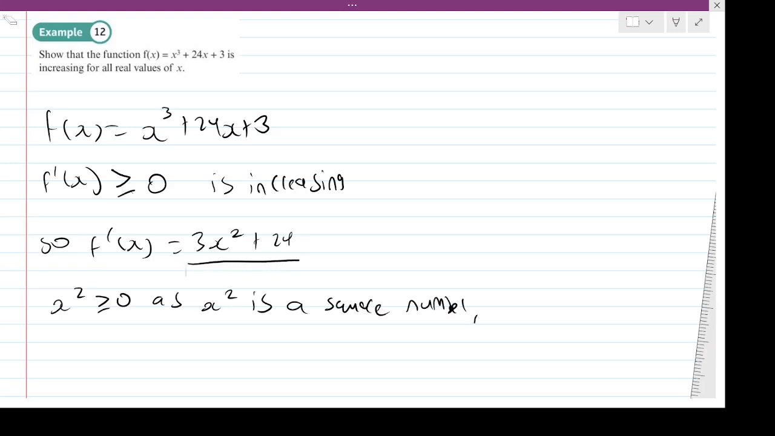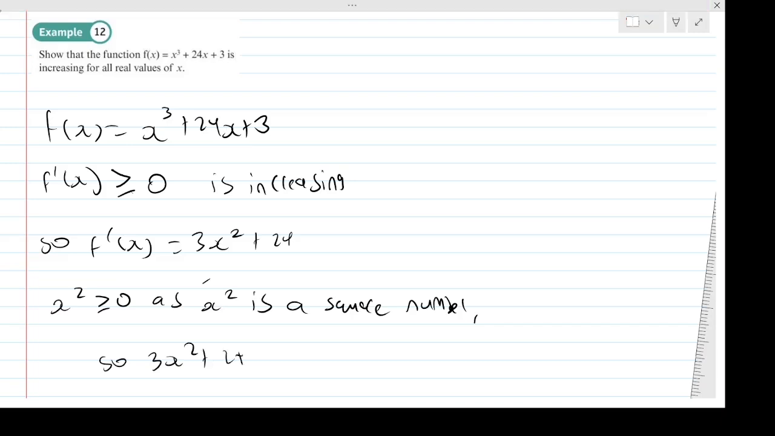And so therefore 3x squared will be greater than or equal to 0. But if I'm adding 24, that means it has to be at least 24, right? Because 3x squared has to be at least 0, because if x squared was 0, then the minimum would be 24, because we add 24 on, okay? Very similar to when we did similar proofs with completing the square.